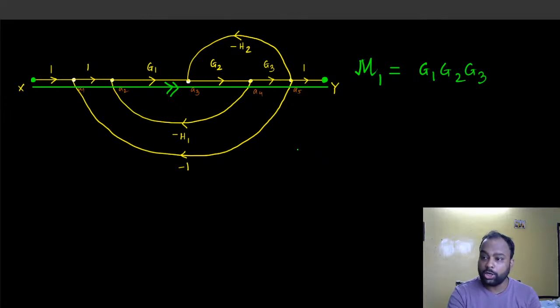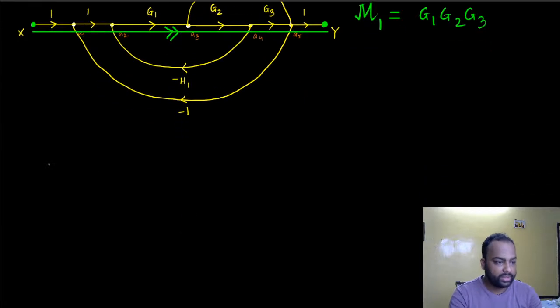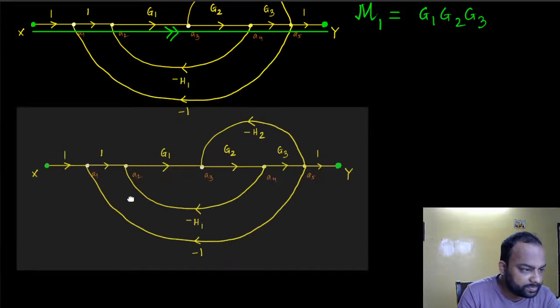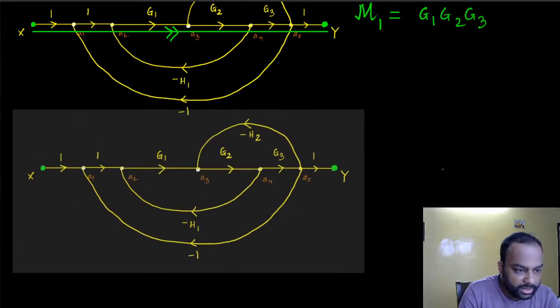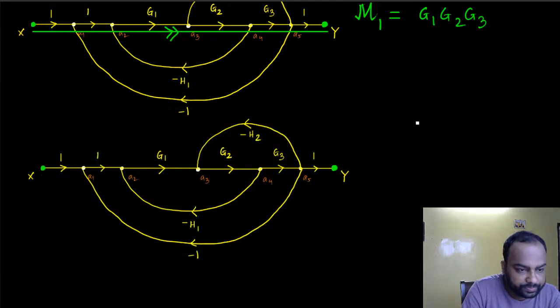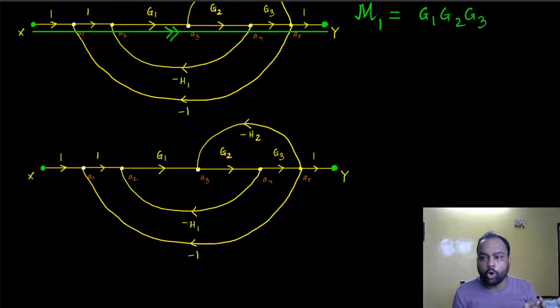Now think about the loops. How many loops do I have? Let's think about that. What is a loop? A loop is essentially a set of branches through which direction is maintained, through which you can start from one node and come back to it without crossing any other node twice. So what are the loops that we can see?